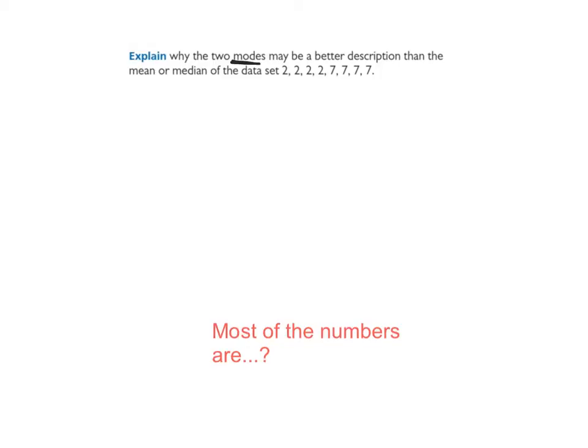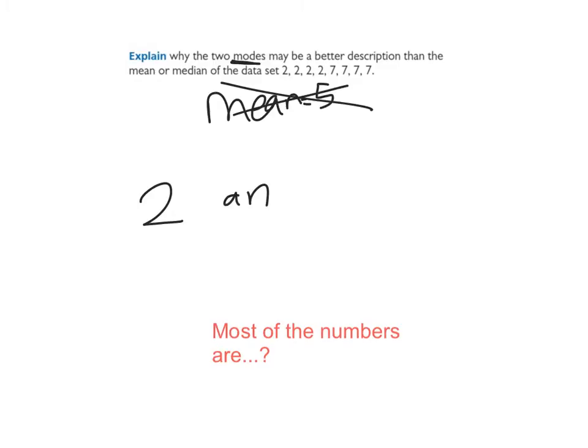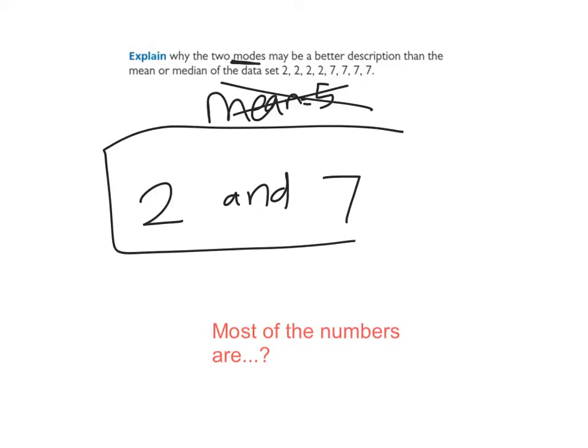So would it make sense to find the average? Because if you found the average, you're going to get like 5. That doesn't make sense. The mean wouldn't make sense because none of those numbers are 5. The median would also be somewhere around 5, and the mode would be 2 and 7. And that describes this data very clearly because that's exactly what this data is. Most of the numbers are 2 or 7, so we would use our mode to describe this.